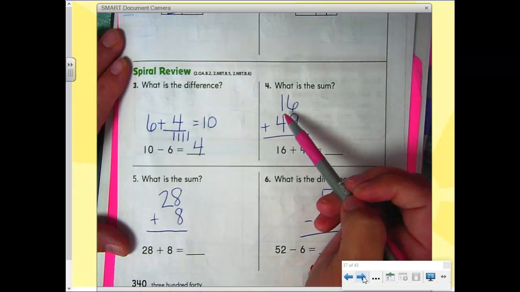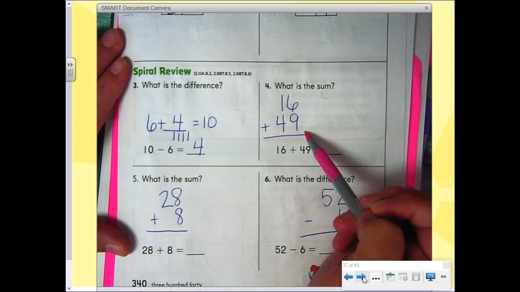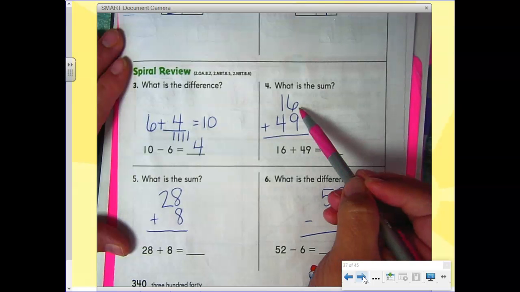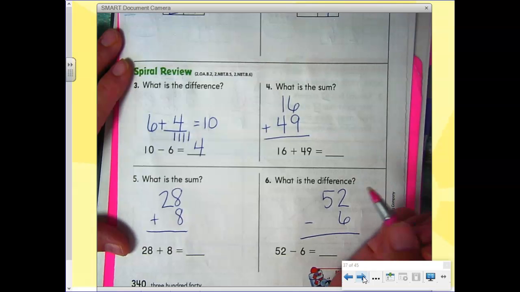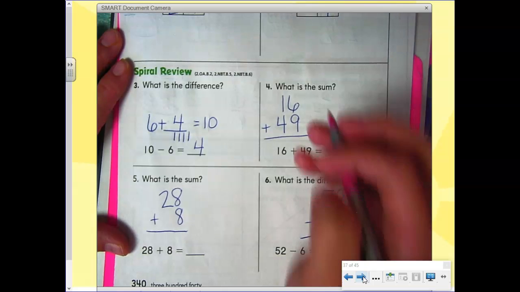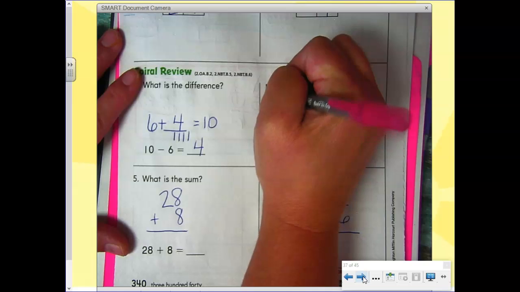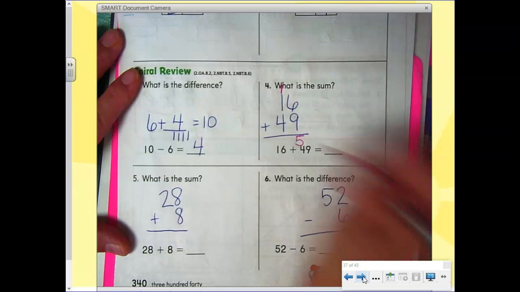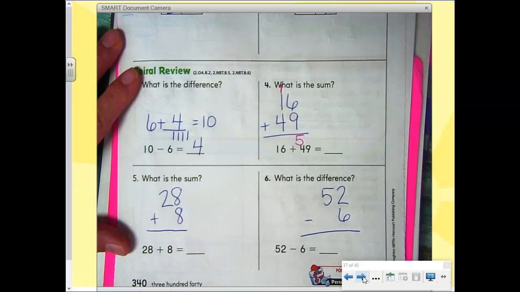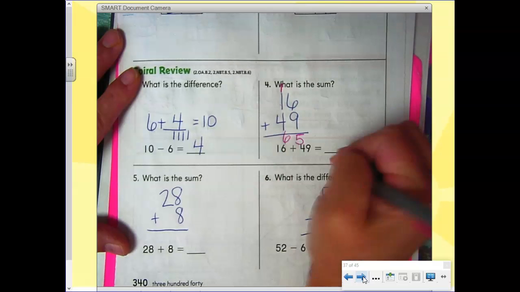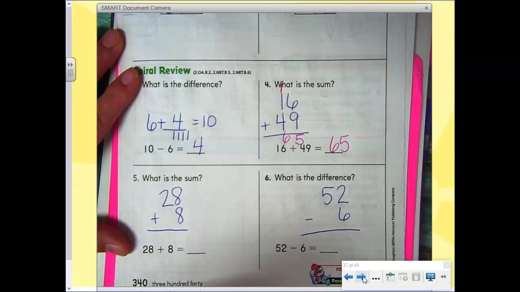All right. 16 plus 49. Start on the right. 6 plus 9 is 15. 15 is 1 ten and 5 ones. 1 plus 1 is 2. 2 plus 4, 6. 65.